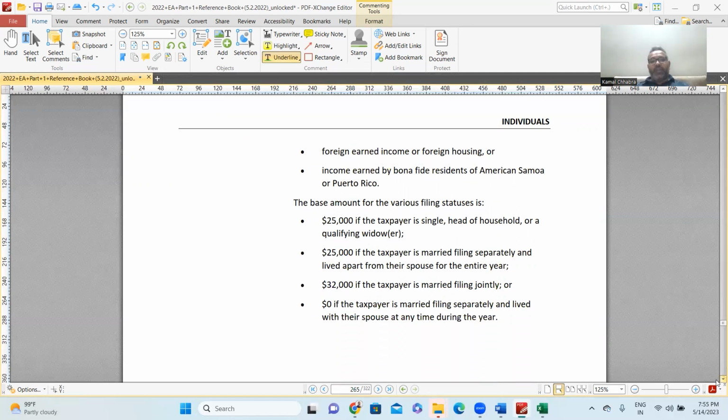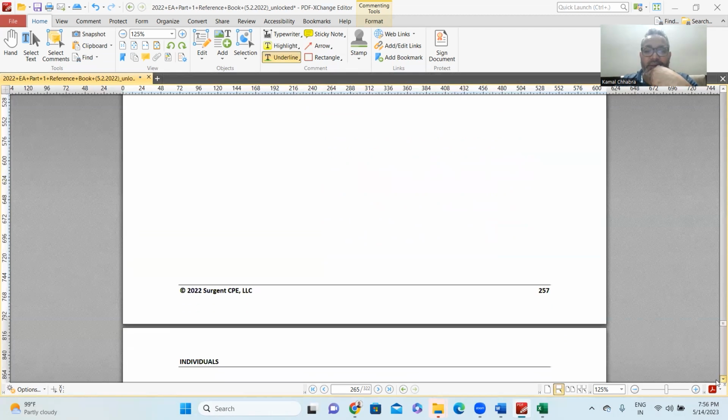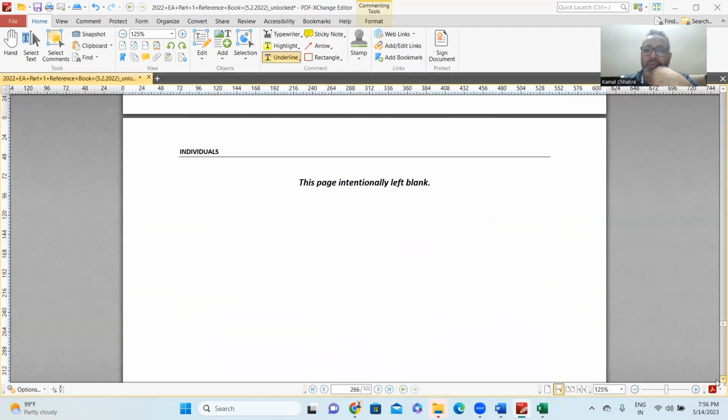The base amount for the various filing statuses is 25,000 if the taxpayer is single, head of household, or a qualified widower. 25,000 if the taxpayer is married filing separately and lived apart from their spouse. 32,000 if the taxpayer is married filing jointly, or 0 if the taxpayer is married filing separately and lived with their spouse at any time during the year. That means you are living with your spouse, but still you are not trusting him. Hence, the government says you will not get any benefit out of it. So these things you need to keep in mind. With this, we are done with chapter 4.